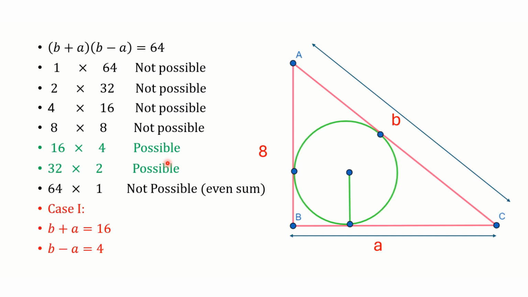So now I have two cases. The first case is b plus a is equal to 16 and b minus a is equal to 4, that is this case. The second case you can have b plus a is 32 and b minus a is 2. So now we have two cases. We can solve for these two cases for a and b.